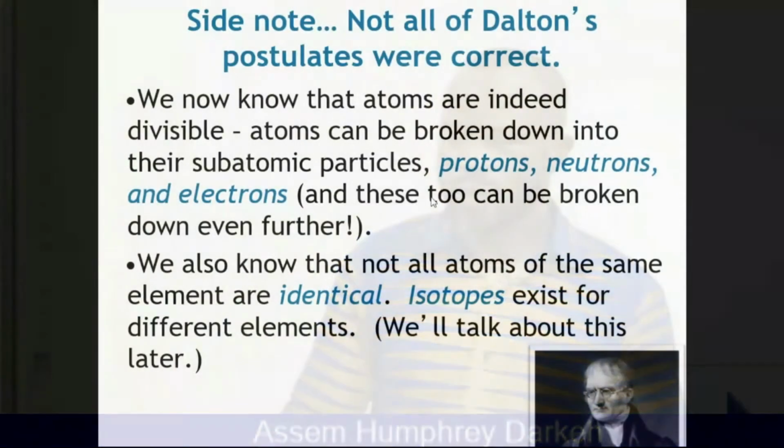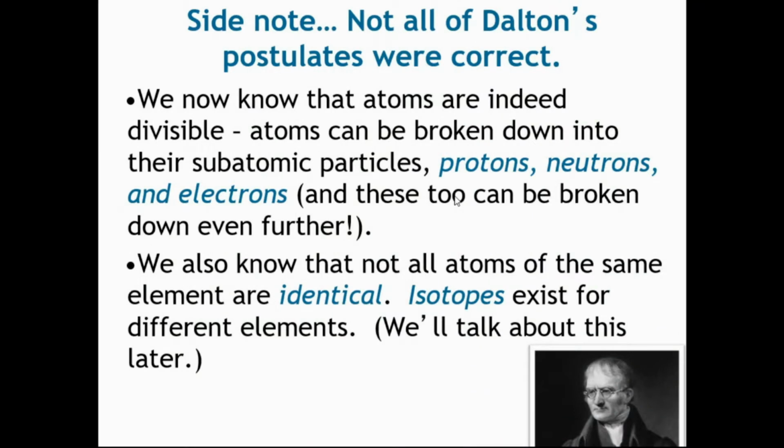The fact that, one, atoms can be divisible to get protons, neutrons, and electrons. And those protons, neutrons, and electrons can further be divisible to get the muons, the quarks, and the rest. And at the same time, atoms could come in different forms, but from the same element.